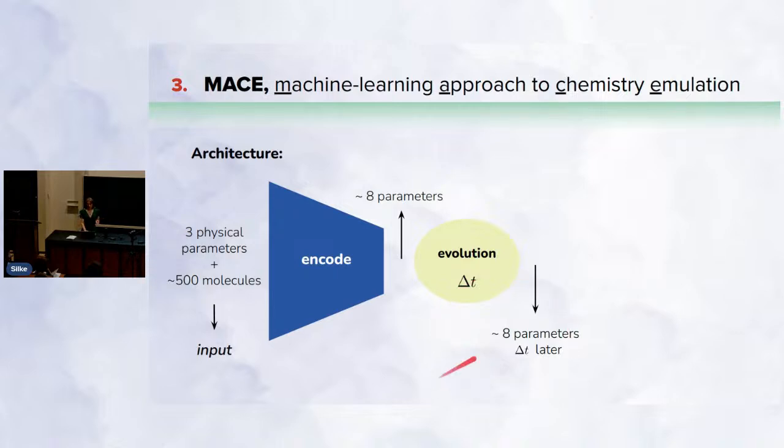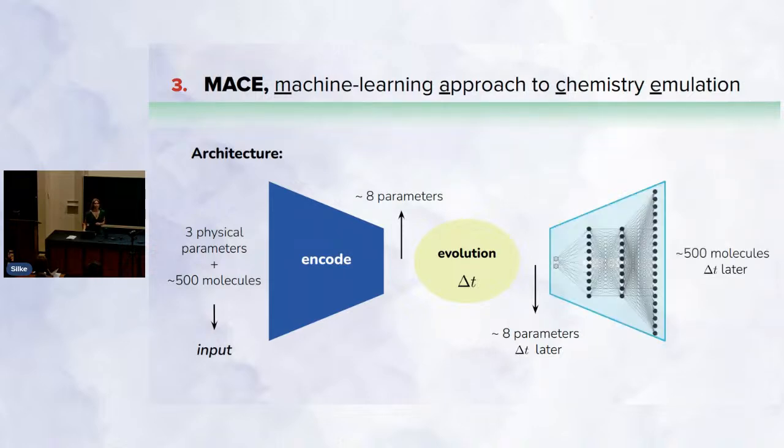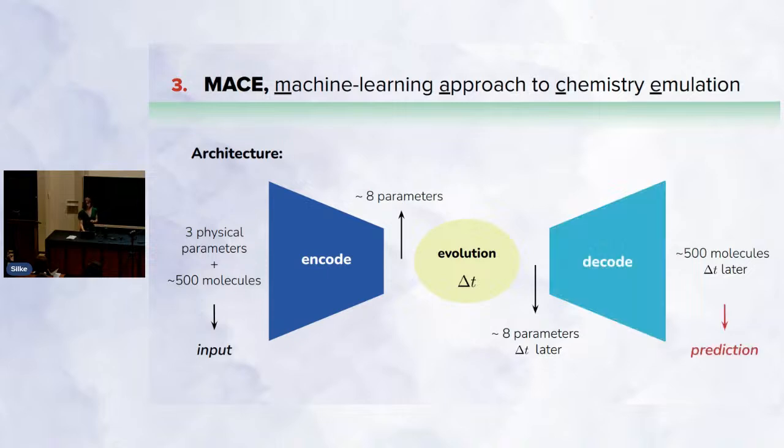Of course, these parameters, because it's just a mathematical representation, we don't really know how to handle them, so we will decode them again first. Again, the decoder, now I was too quick. The decoder contains another neural network. And once we decoded these 8 parameters, we can predict how much of these molecules are present at a time later. So that's the architecture of Maes.